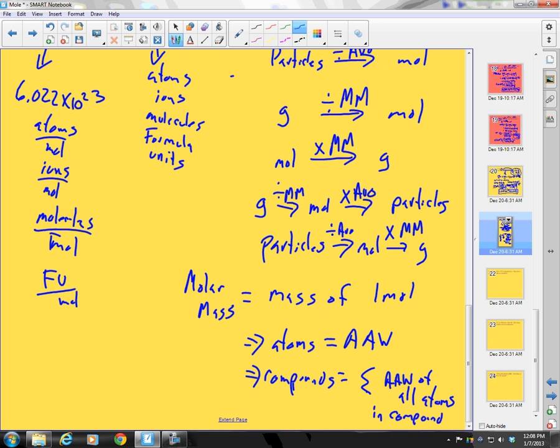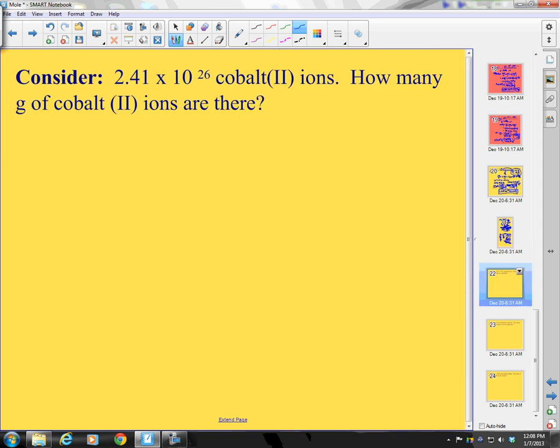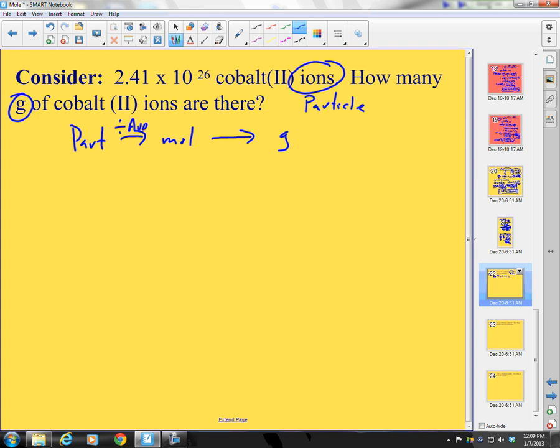So let us go on and do a couple more problems, and we are done with the mole. Here we go. I have 2.41 times 10 to the 26 cobalt 2 ions. How many grams? So what am I doing? I'm going from ions to grams. Ions are a particle. So we're going to go from particles to moles to grams. How do I go from particles to moles? I'm going to divide by Avo. How do I go from moles to grams? I'm going to multiply by the molar mass.